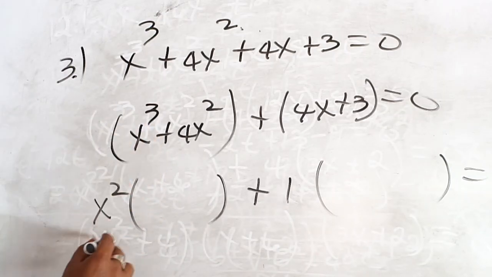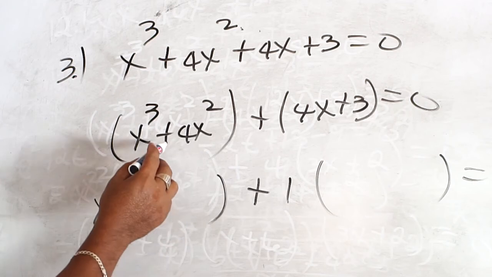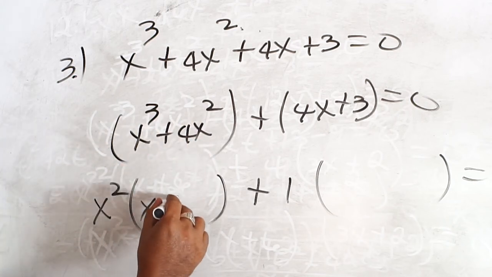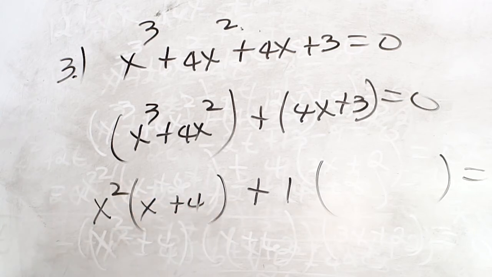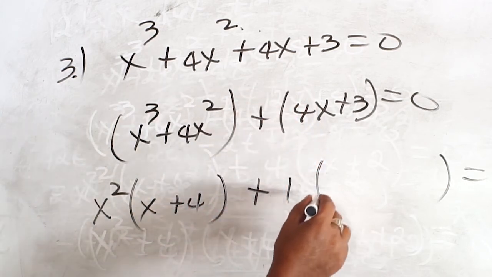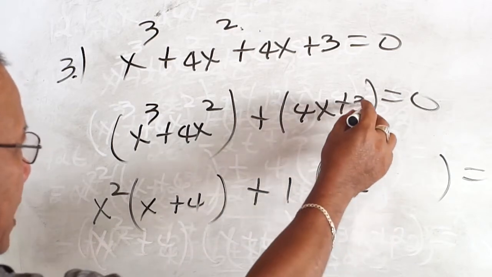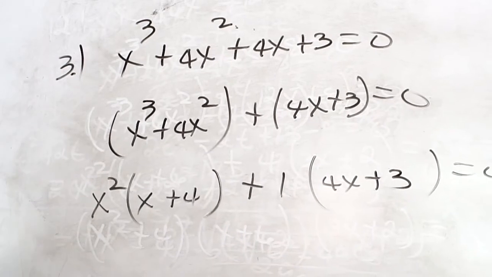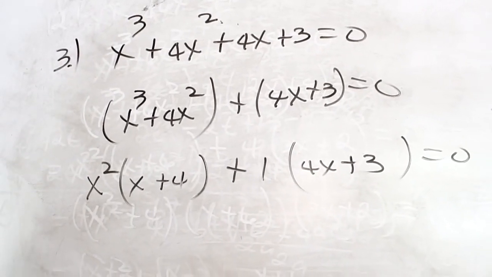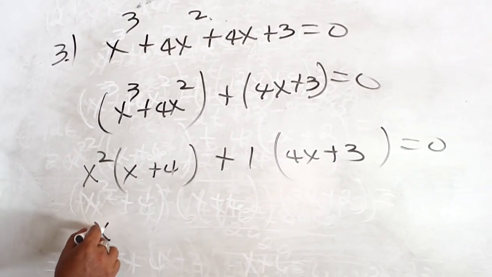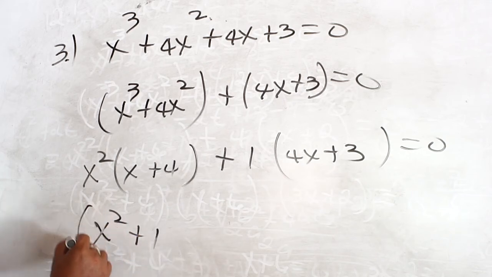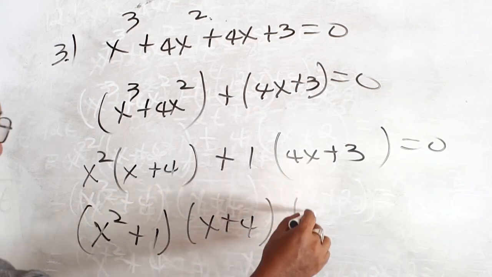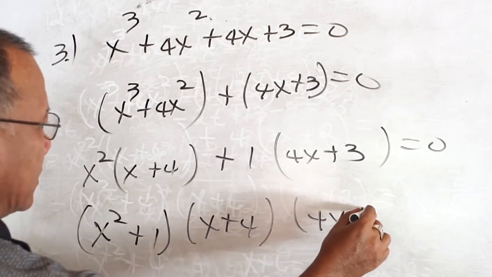Then divide. x cubed divided by x squared gives x. Positive 4x squared divided by x squared gives positive 4. Then 4x divided by 1 is 4x, and positive 3 divided by 1 is positive 3. So regroup the common factors. We have x squared plus 1, then x plus 4, then 4x plus 3.